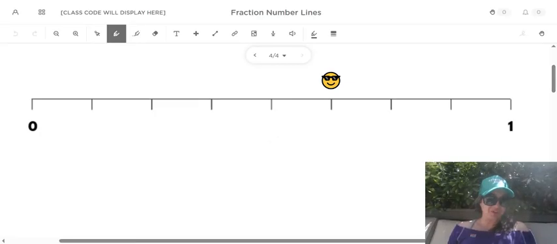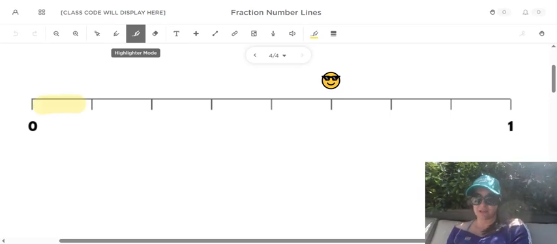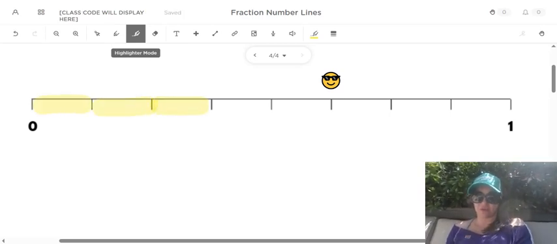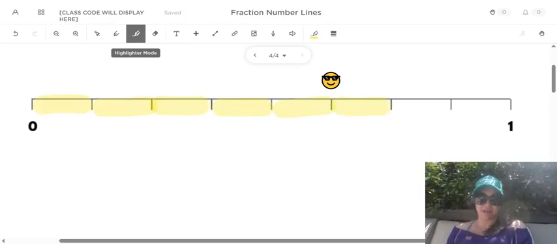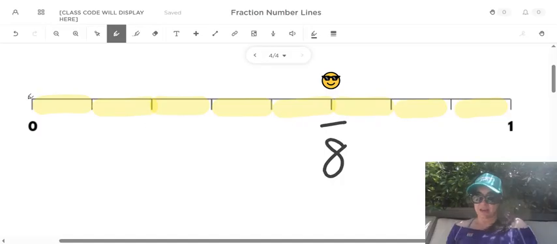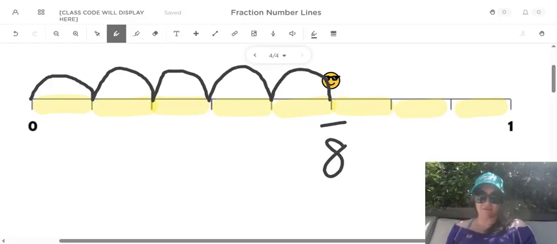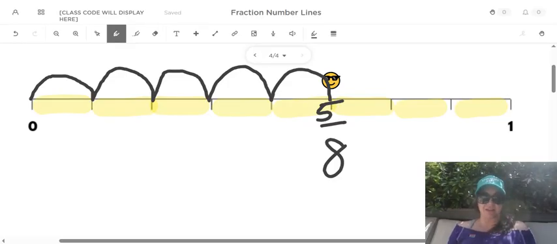Okay, I'm going to assume that you paused the video and you have already figured out what fraction is the smiley face. Let's solve it. Let's figure out the spaces. 1, 2, 3, 4, 5, 6, 7, 8. All right, that means that my denominator is going to be 8. Now I need to do my jumps. 1, 2, 3, 4, 5. The smiley face with the sunglasses is at 5/8.